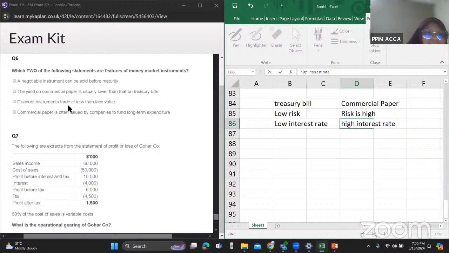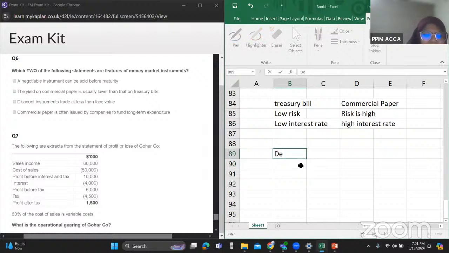Discount instruments trade at less than face value. That's true. The reason why we call them discount instruments is that in the market, they are sold for less than their nominal value. Commercial paper is often used by companies to fund long-term expenditure. That's wrong. Commercial paper is usually used to fund short-term expenditure.